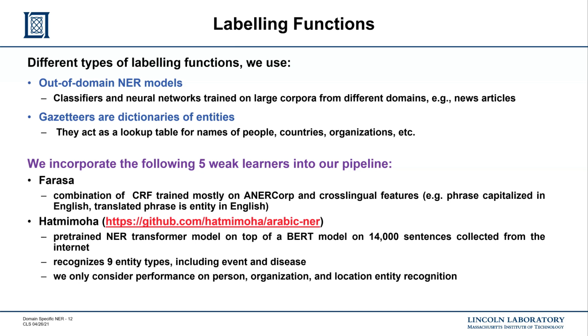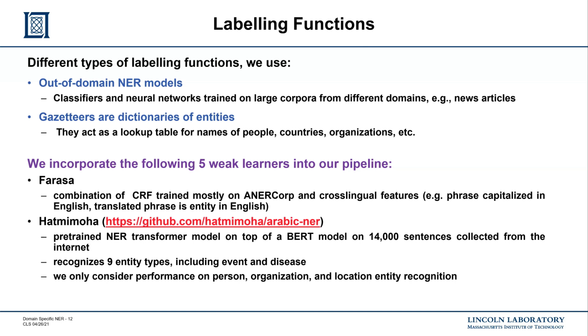And so in particular, we incorporate five weak learners, or these NER models, into our pipeline. The first one is Parasa. It's a pretty well-known Arabic language named entity recognition model. It combines conditional random fields, which are trained on the NRCorp, which is also a popular annotated corpus. It's an Arabic corpus of news data.